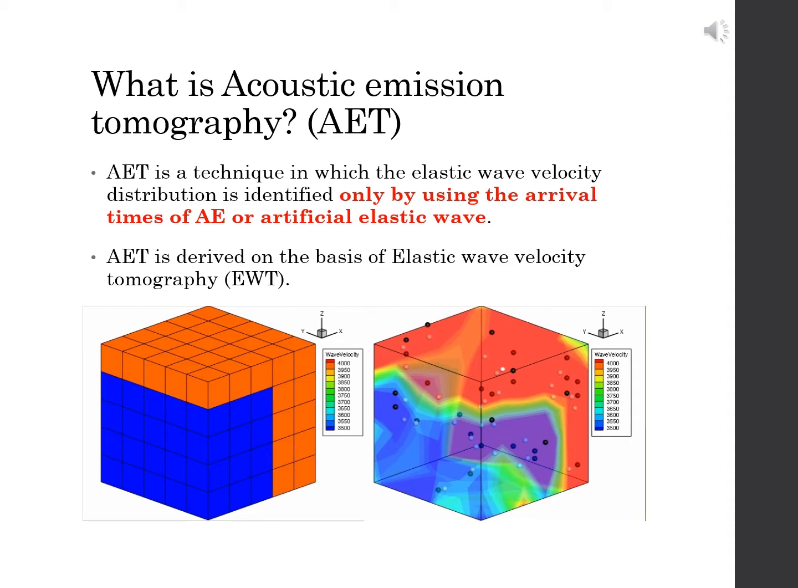However, in AET, the velocity distribution is identified only by using the arrival times. The source information is not necessary. This is the advantage of acoustic emission tomography.